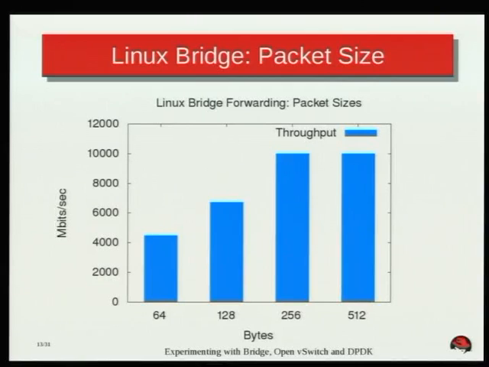Okay, packet sizes. Let's see what happens if we increase the packet size. So here is 8 streams in parallel with 64-byte packets. We can see above 4 gigabits per second. And as we increase the size, we reach line rate speed. So somewhere between 128 and 256, we reach line rate speed. The problem is really with the small packet size.